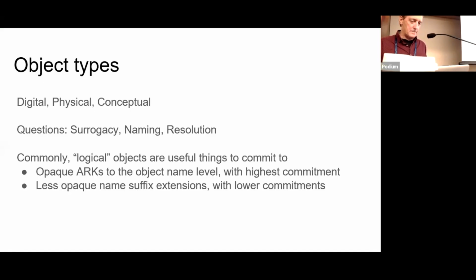Object types. A lot of questions people ask: well, how do I model my objects? Do I have physical... a lot of objects start physical, they have some physical presence. Whether it's the Eiffel Tower that's in that photograph, are you preserving the photograph? Are you preserving the concept of the Eiffel Tower?